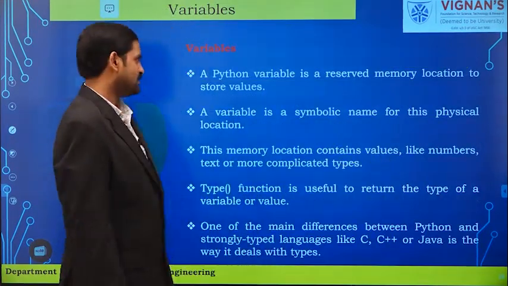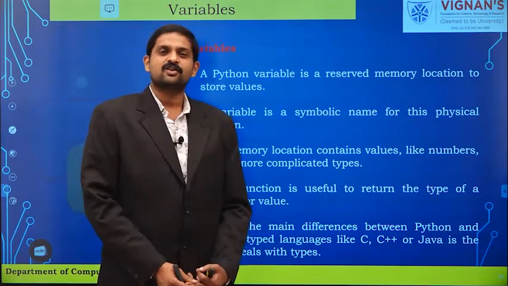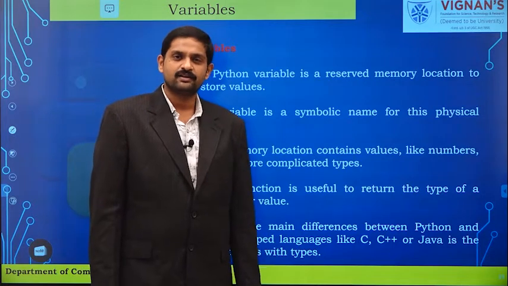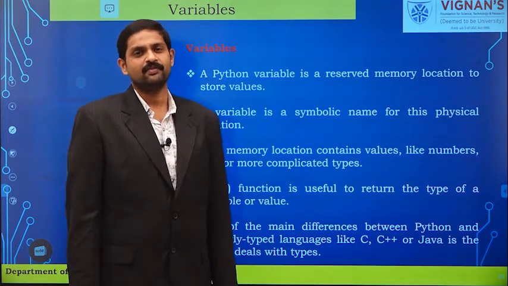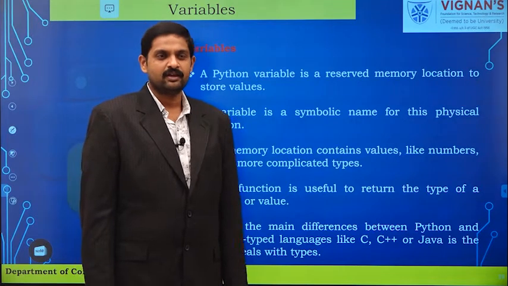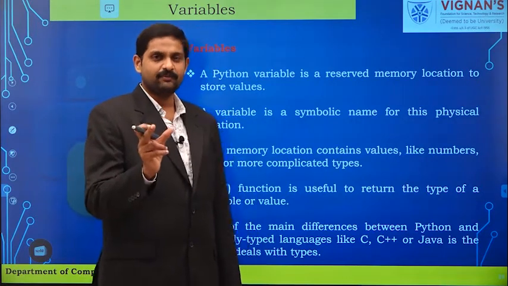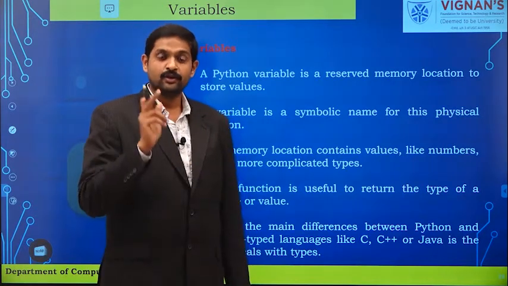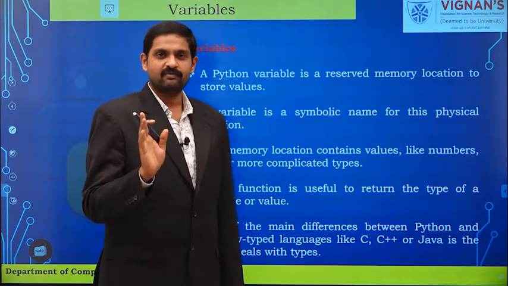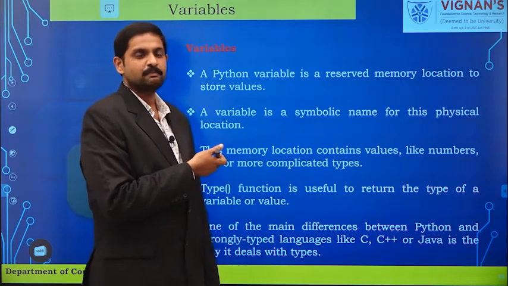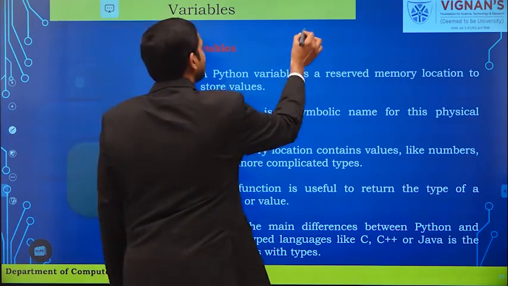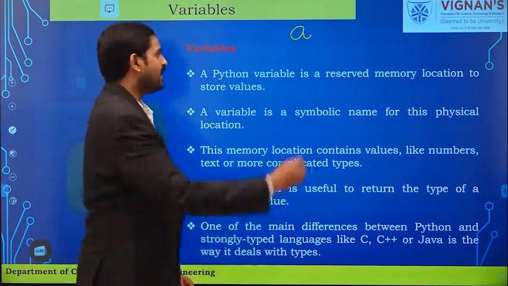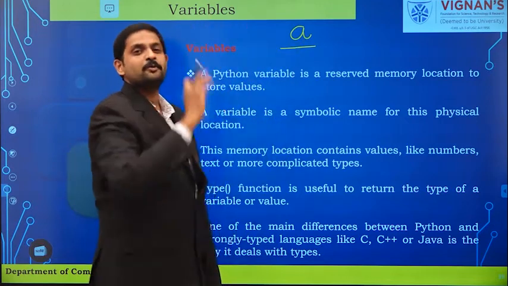Next, variables. In the strongly typed programming languages, you have learned about the declaration of variables. Variables should be declared in the very beginning of the program itself, and you must declare the type of the variable also. But in Python, you need not declare the type of the variable. By writing the a, declaration is over.